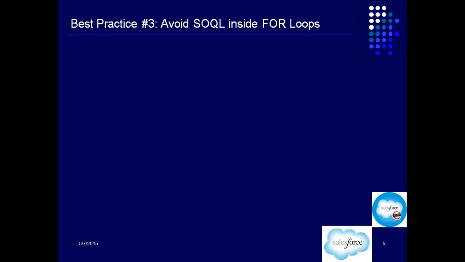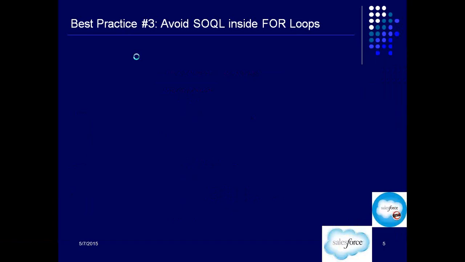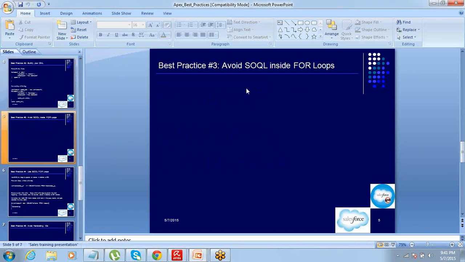Why? Because there's again a limitation for SOQL queries. Like DML statements, there is a limitation for SOQL queries also. The number of SOQL queries issued in one transaction is 100. If you write an SOQL query inside a for loop, then what will happen? Again, it will hit the governor limit very quickly. So let's take an example.